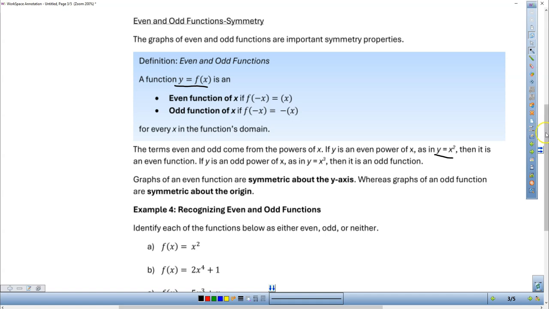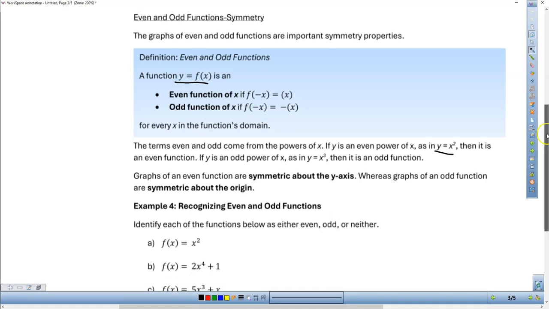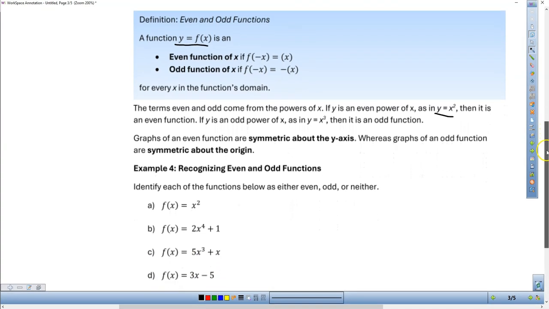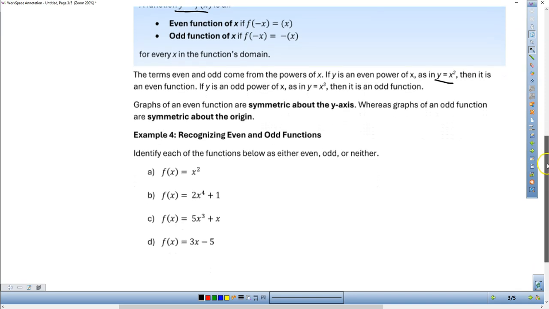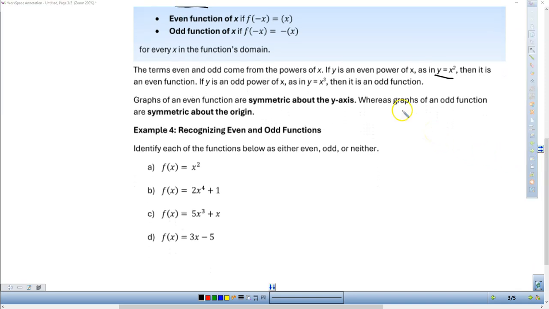Now, the thing to keep in mind with these functions is that graphs of an even function are typically going to be symmetric about the y-axis, whereas graphs of odd functions are symmetric about the origin. Remember, origin means 0, 0. So that's an important thing to keep in mind.